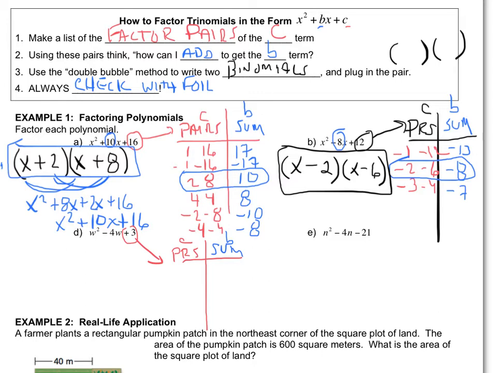Now again, because we have a positive C value, they're both going to be positive signs or negative signs, but the B value is a negative, so that would tell me I really only want the negatives. And if I think about my factor pairs of 3, I really only have negative 1 times negative 3. When I add those two together, it does confirm.